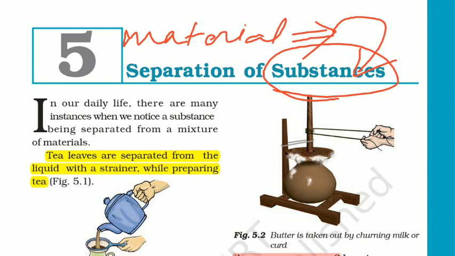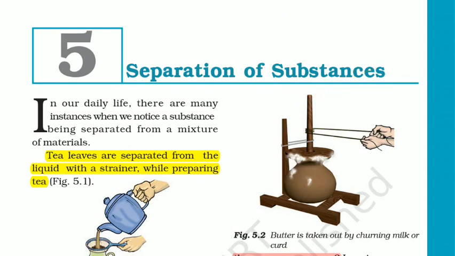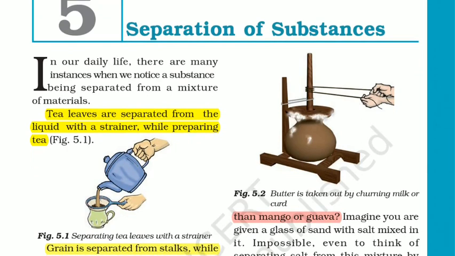As you know about the material, materials are of three types: solid, liquid and gas. Similarly, we can say that the materials are the substances. So first of all, in our daily life there are many instances when we notice a substance being separated from a mixture of material. So this chapter is completely about the concept of mixture and their separation.